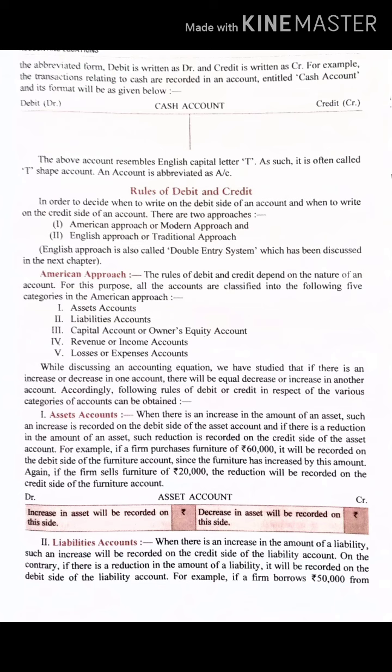Now the liabilities account. When there is an increase in the amount of a liability, such an increase will be recorded on the credit side of the liability account. On the contrary, if there is a reduction in the amount of a liability, it will be recorded on the debit side of the liability. Okay. What I said, when there is an increase in the amount of the liability, such an increase will be recorded on the credit side. Why?